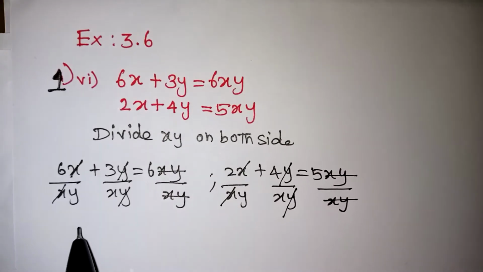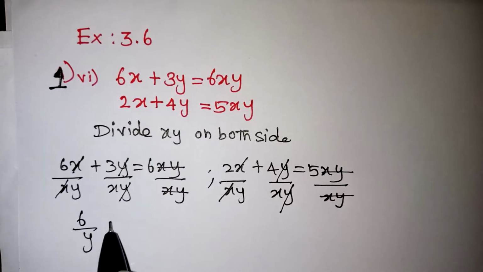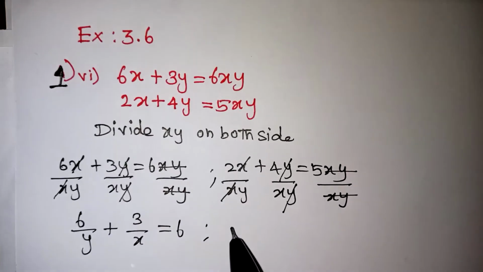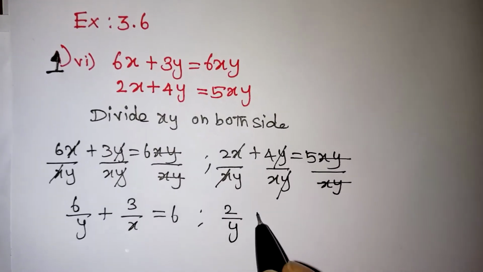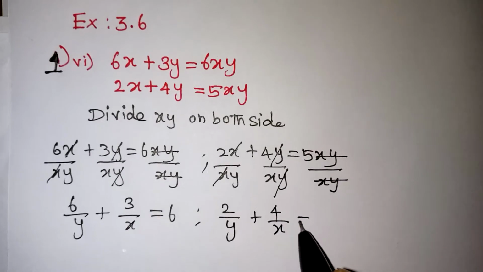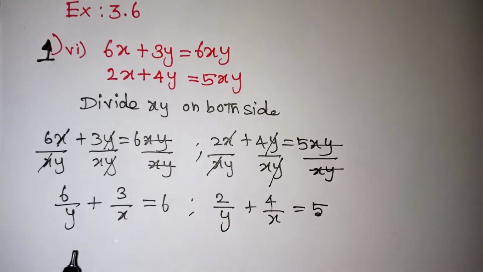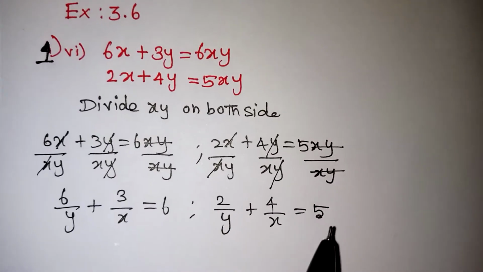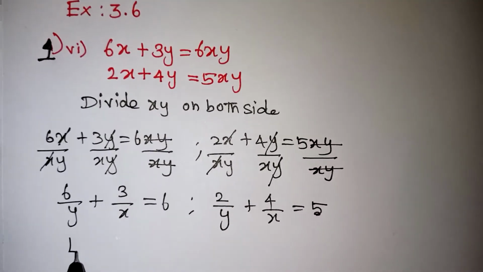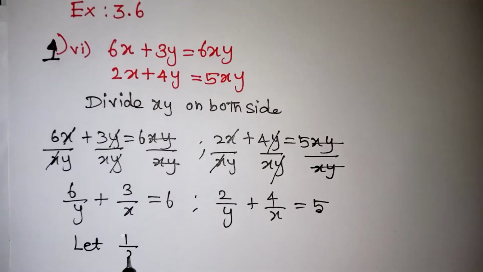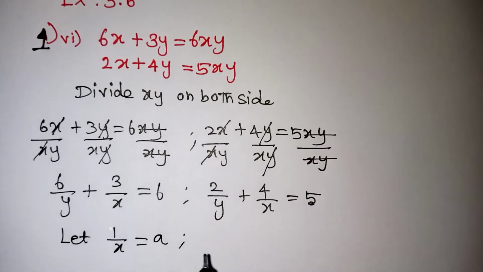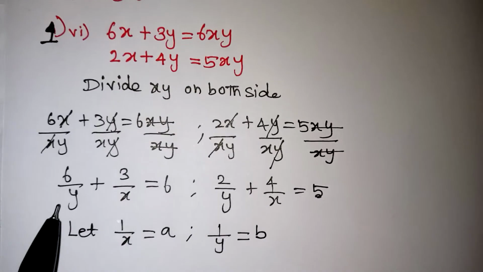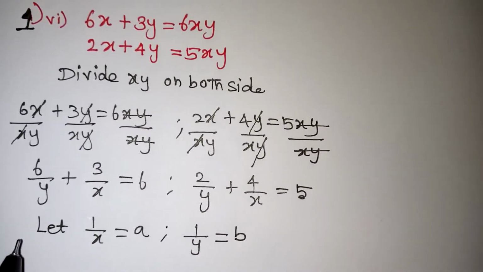So the remaining terms, here 6 by y plus here 3 by x which is equal to 6. Second equation, 2 by y plus 4 by x which is equal to 5. Now again, by looking at the equation, the variables are given in the denominator. So we have to carry over to the numerator by the assumption. So let us assume 1 by x is equal to a and 1 by y is equal to b. That is our assumption.